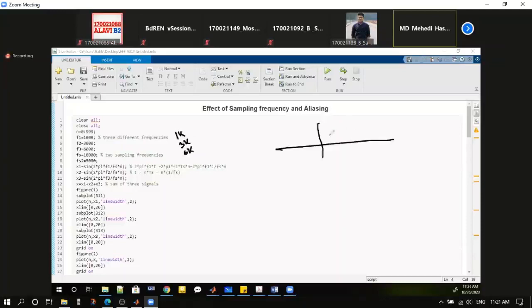In the time domain, it looks like this. So this is the mixture of 3 frequencies, isn't it? Yes, sir. This is the 1K, 3K and 6K. This is in which domain? Which axis? This is the time domain, sir.